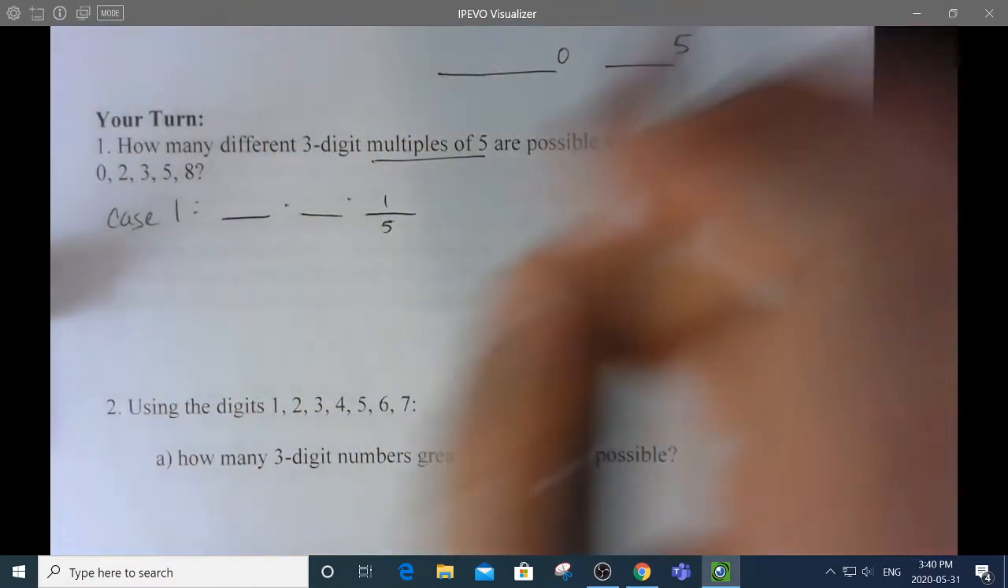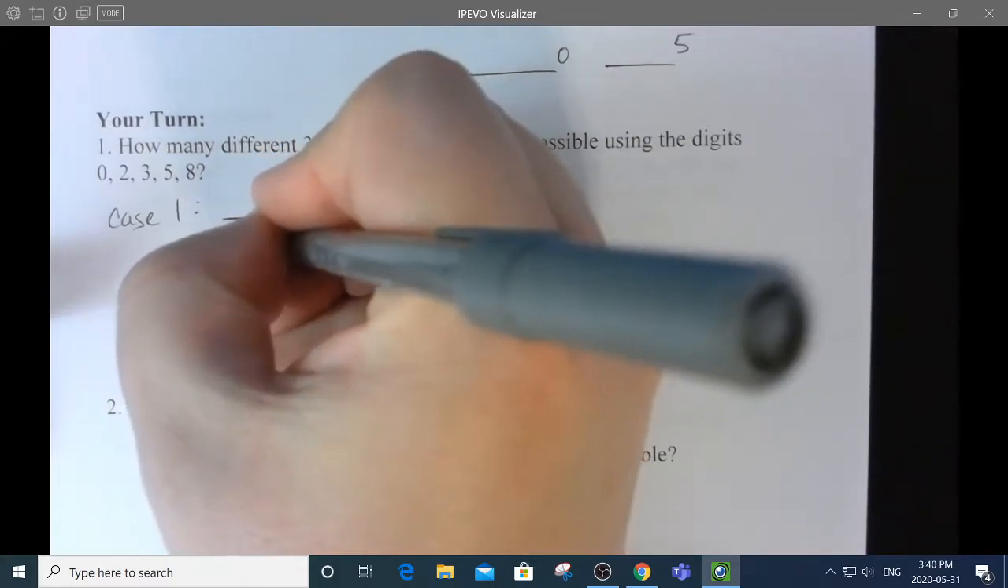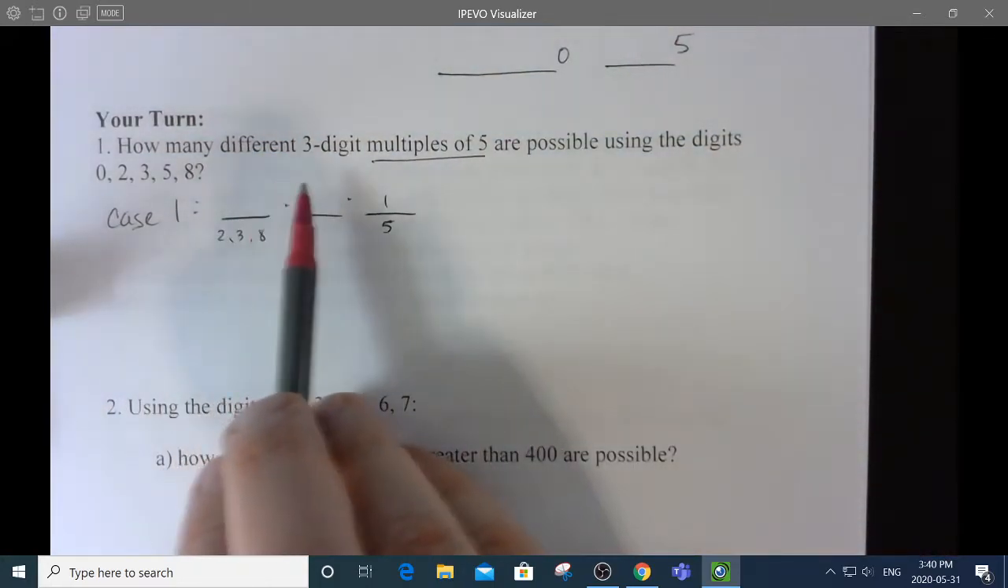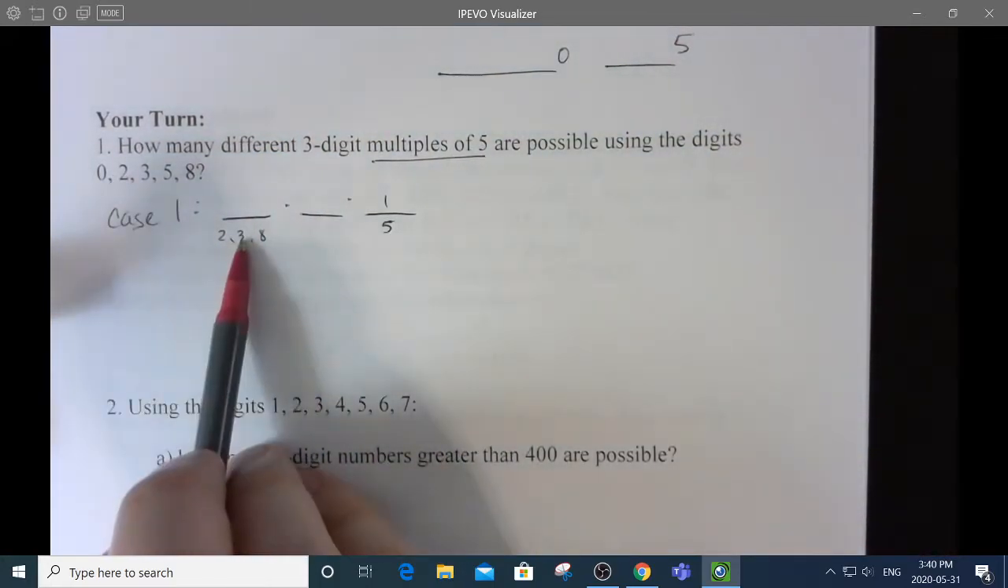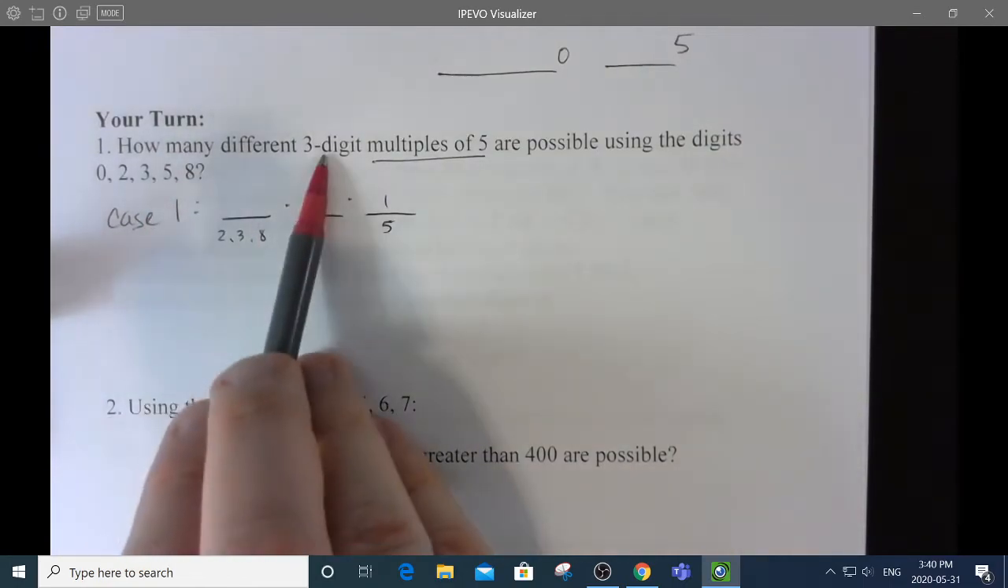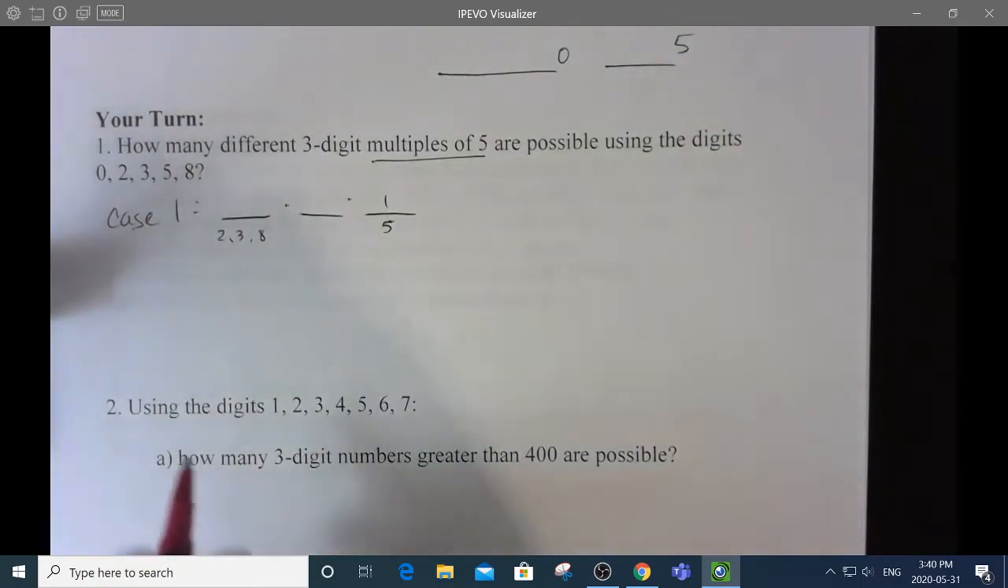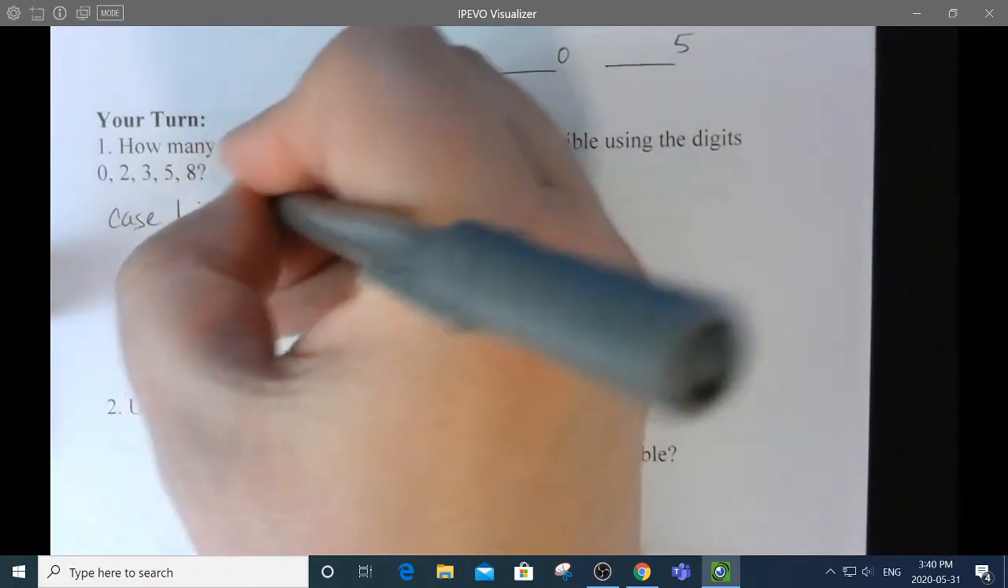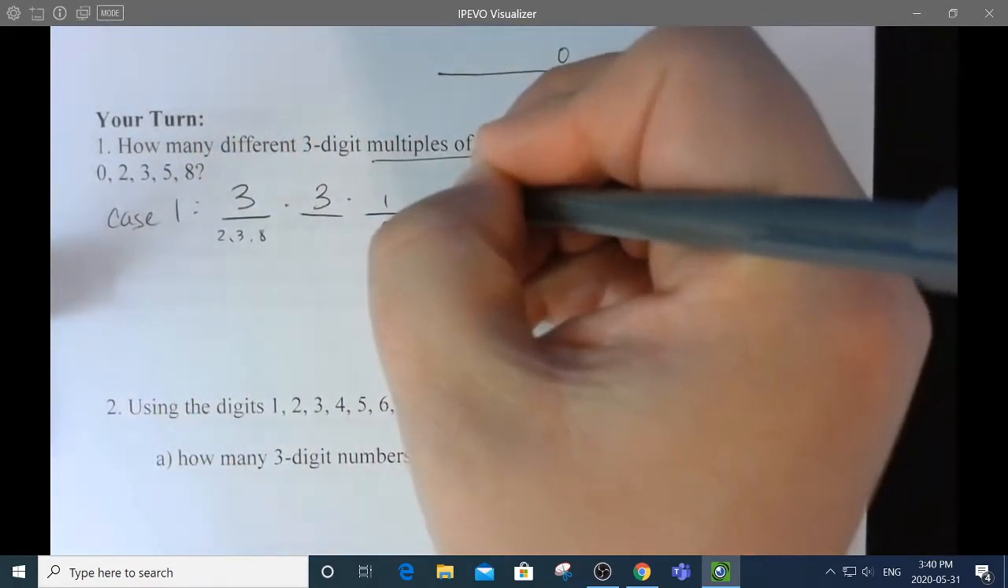Which means that this could be a 2 or a 3 or an 8, because we can't put a 0 out front, or else it's not a 3-digit number. Technically, it'd be a 2-digit number. So this is going to be 3 times 3 times 1, which is 9.